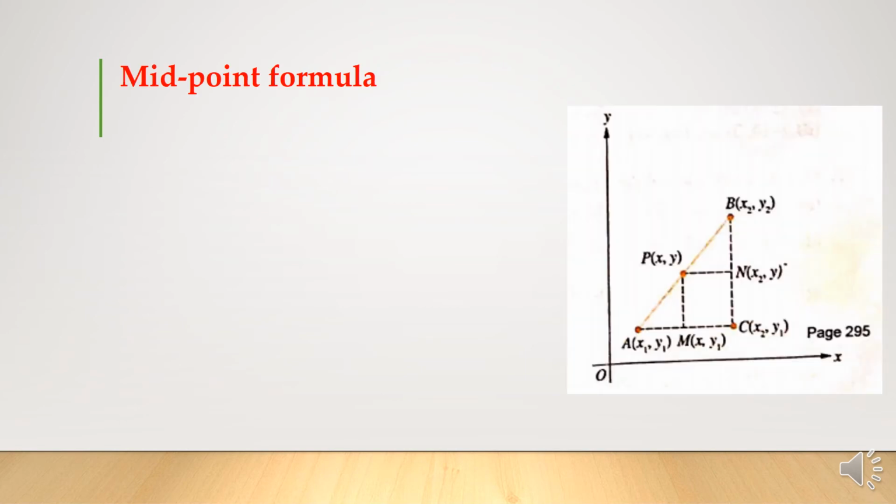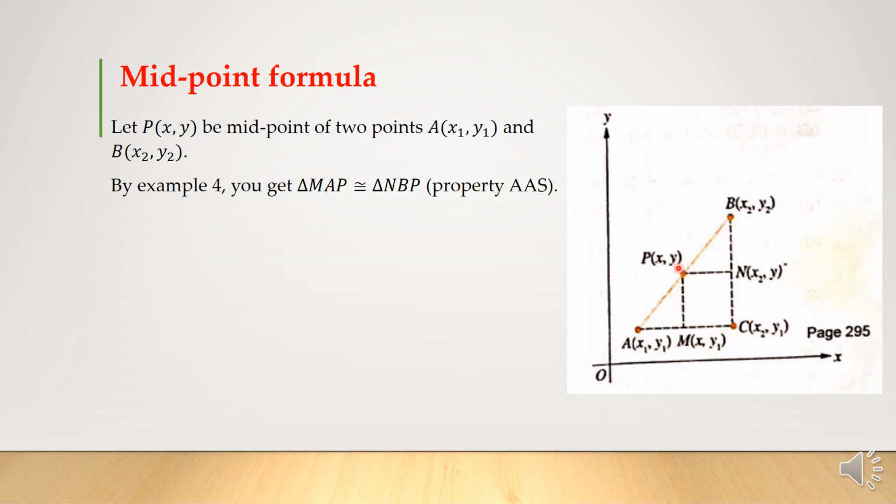Go to the midpoint formula. So this is the midpoint formula. We have the point P, the midpoint with coordinate (h, y). So the midpoint of the point A with coordinate (h1, y1) and the point B with coordinate (h2, y2). Yeah. So you have to draw the figure like the right side here. And use the same method as example number 4 to show the two triangles are congruent. Yeah. And then you obtain this side equals this side, okay?